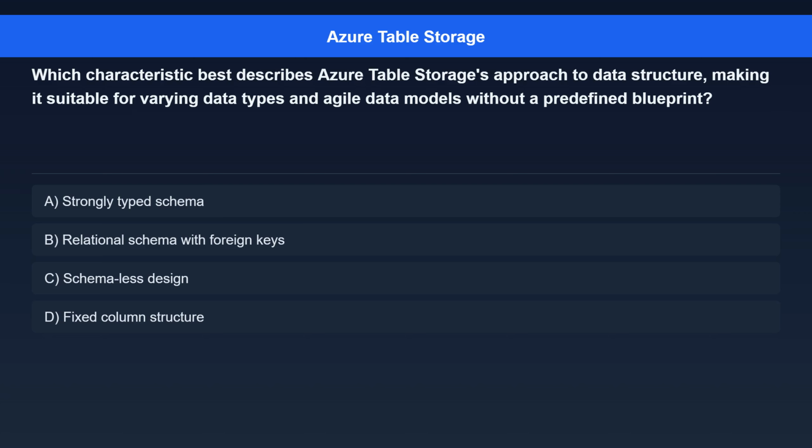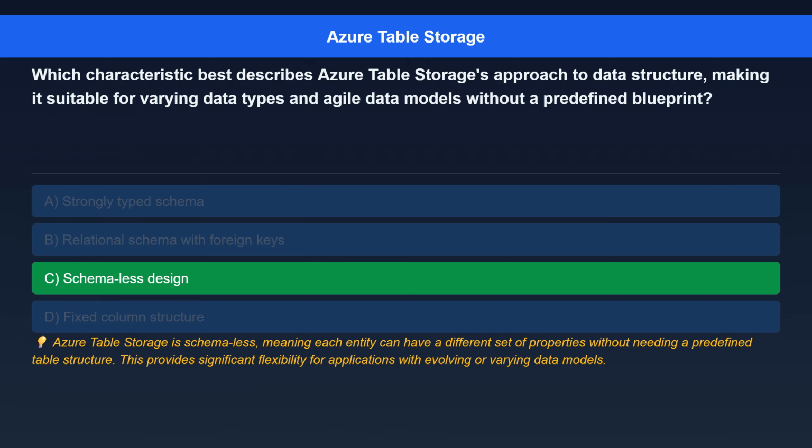Question 9. Which characteristic best describes Azure Table Storage's approach to data structure, making it suitable for varying data types and agile data models without a predefined blueprint? Option A. Strongly typed schema. Option B. Relational schema with foreign keys. Option C. Schema-less design. Option D. Fixed column structure.